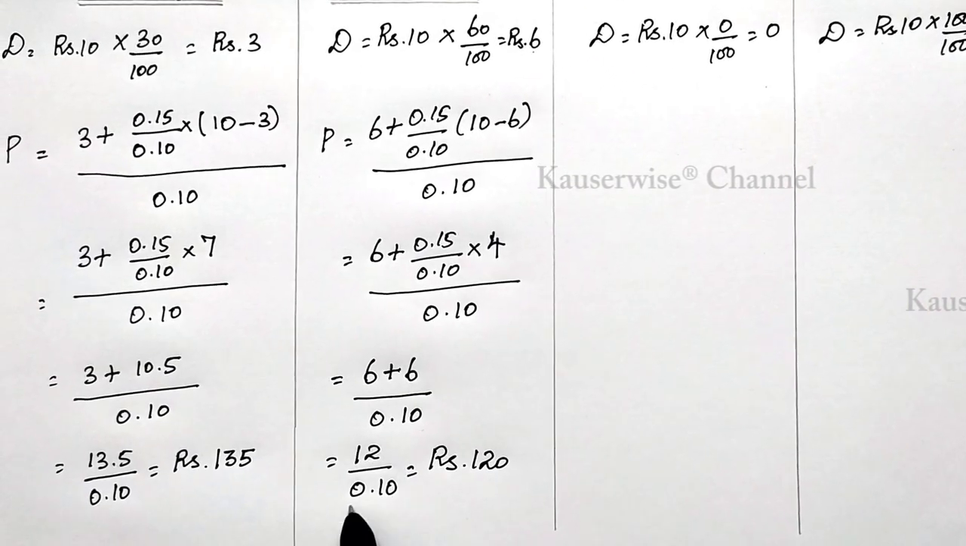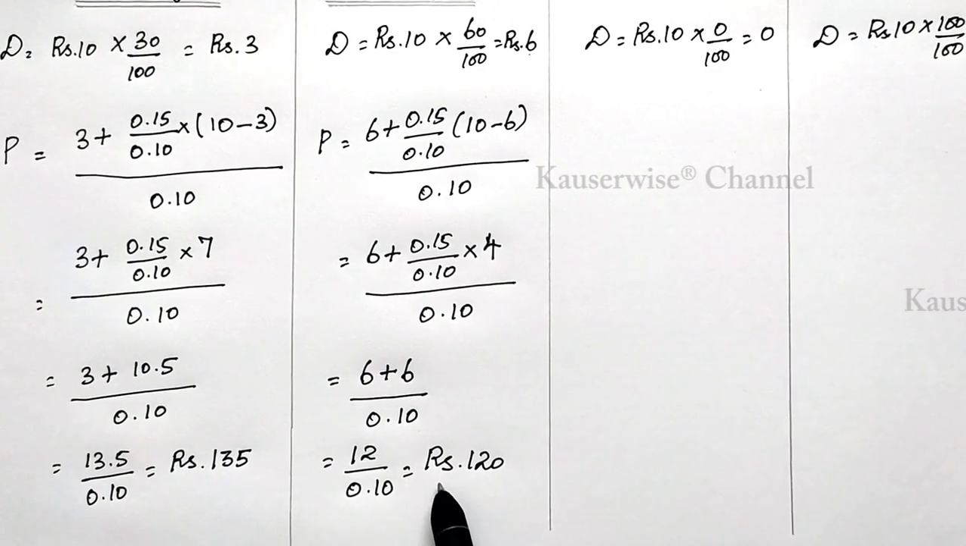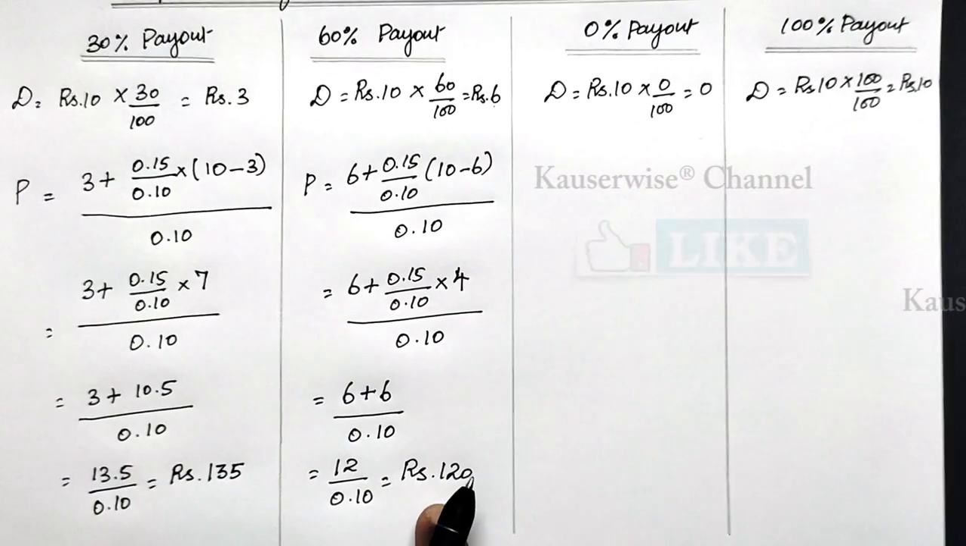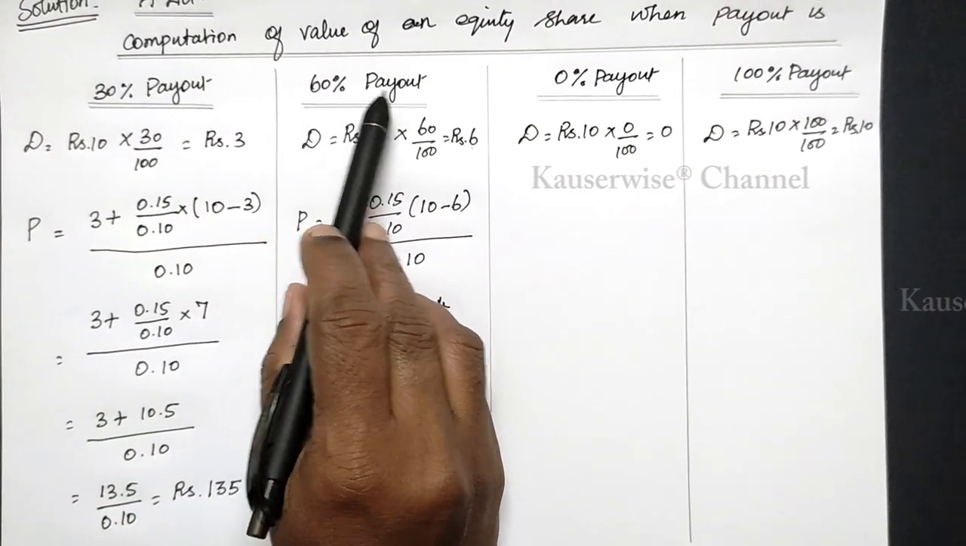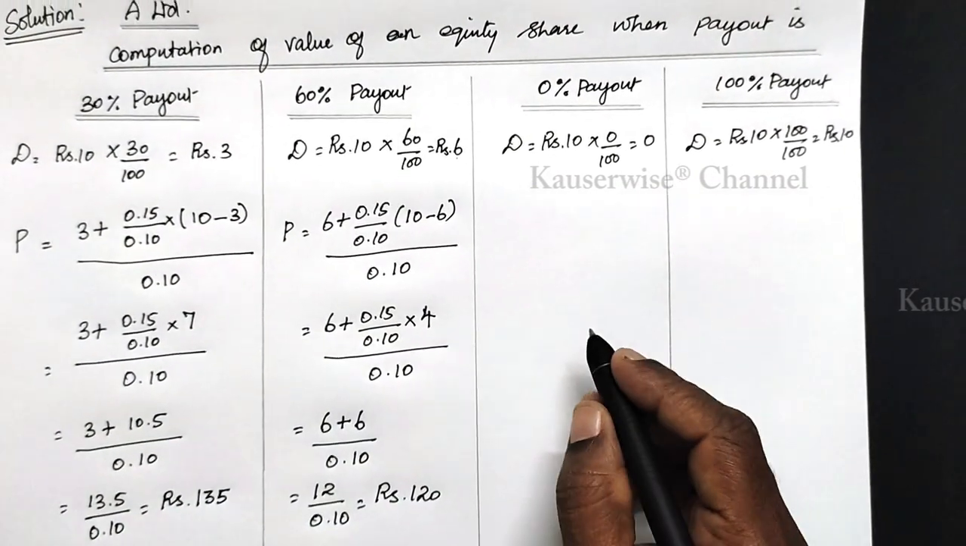So 12 divided by 0.10 is equal to rupees 120. This is the market value per share according to this option, that is 60% payout. Look at the next option.